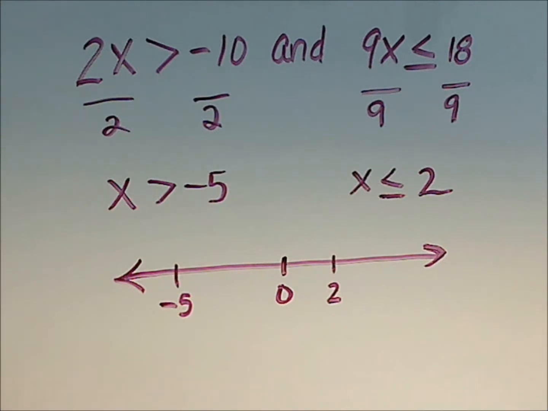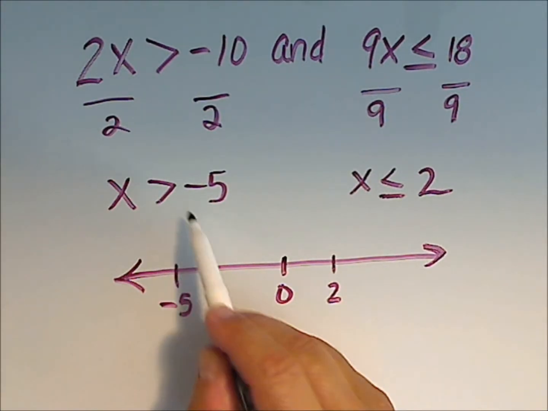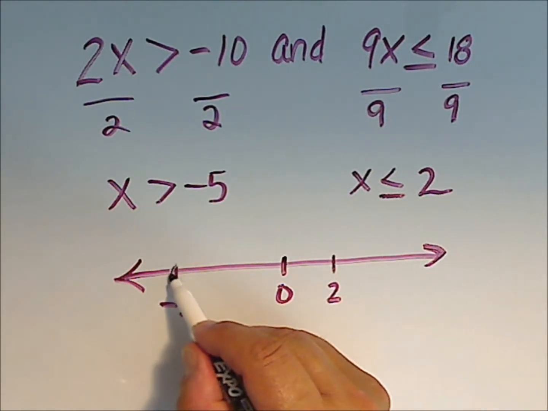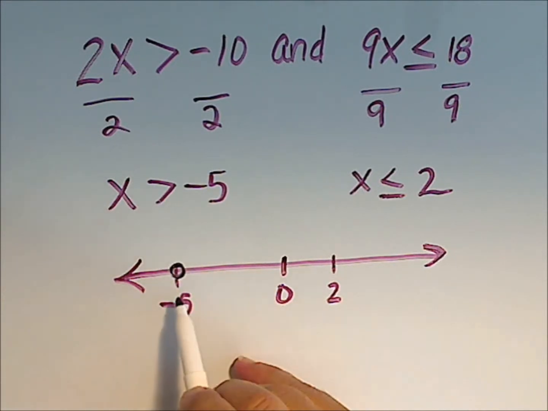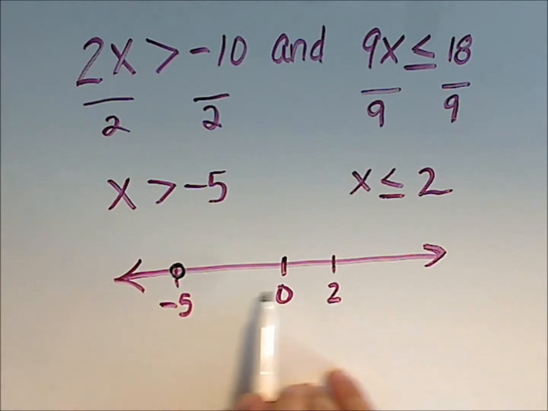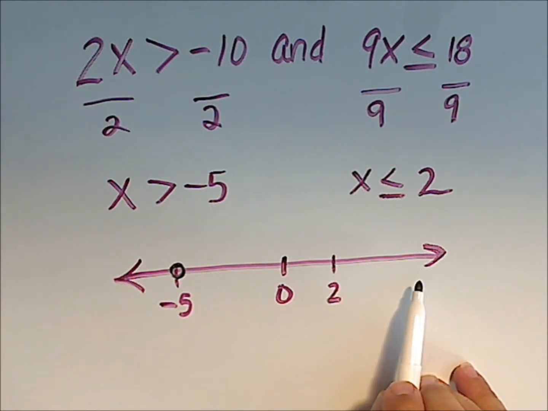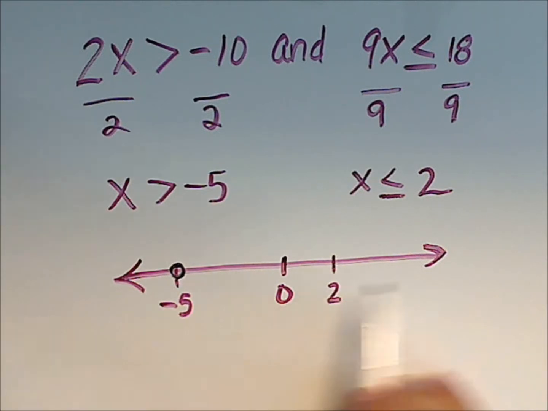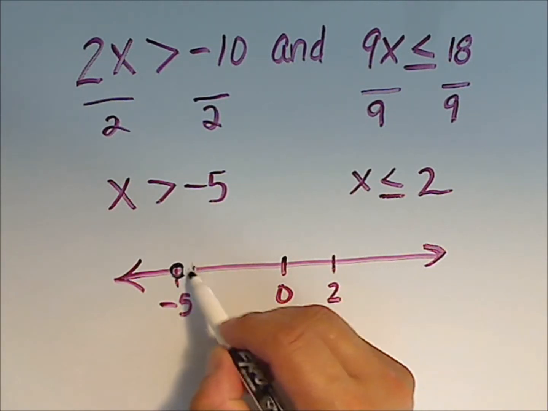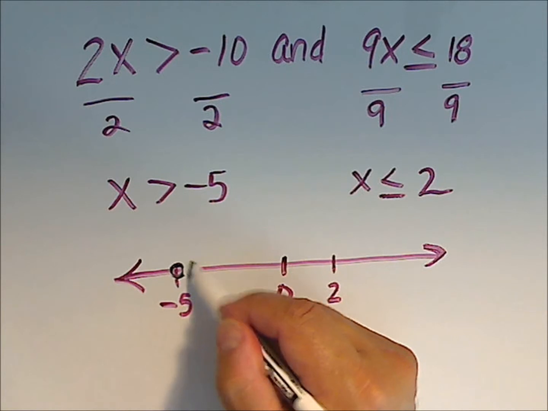Then I'm going to look at this one. Negative 5 is not "or equal to," so I have that open dot we spoke of. And x has to be greater than that. Well, all these numbers to the right are greater than. I'd rather have $10 instead of negative 5, so that's greater. So I'm going to be shading over to this way.